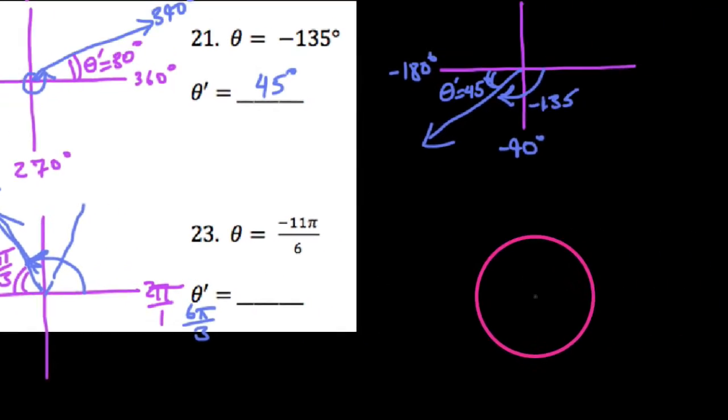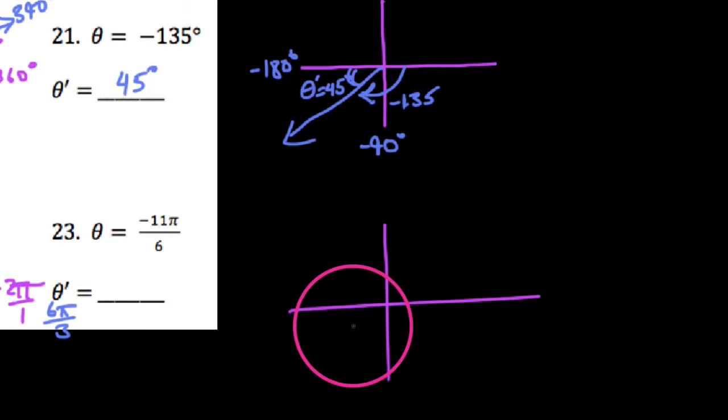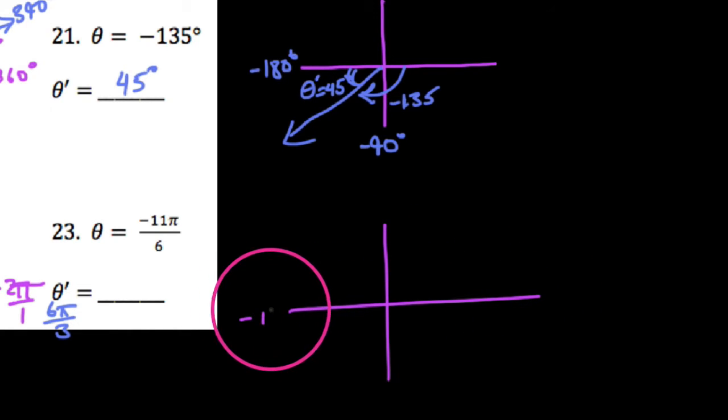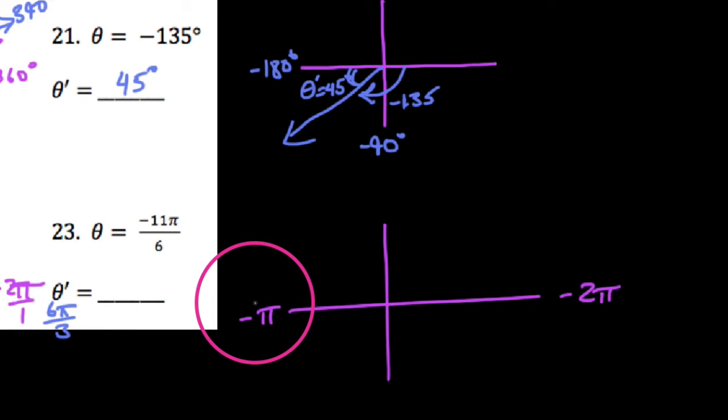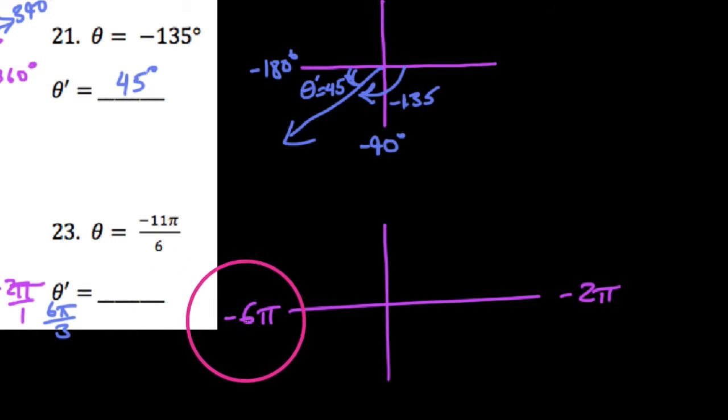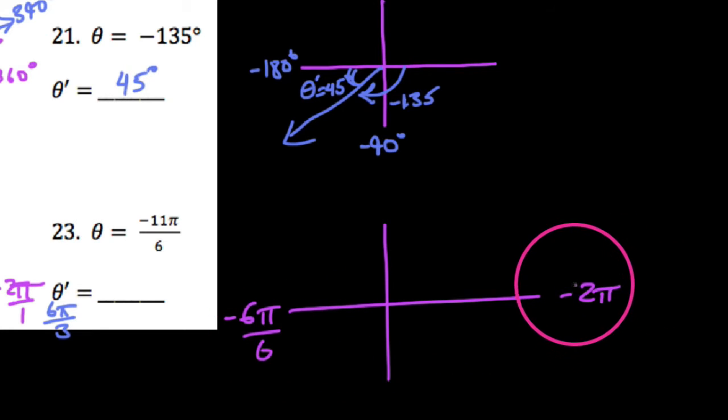And likewise with this here, negative 11 pi 6. Again, let's just throw this sketch together pretty quickly. It's negative, so I'm going to call this negative pi. I'm going to call this negative 2 pi. We're going to rotate clockwise. And since we're dealing with sixths, why don't we go ahead and convert this to negative 6 pi sixths, and we'll call this negative 12 pi 6.